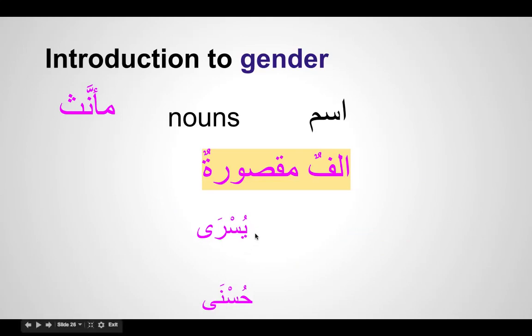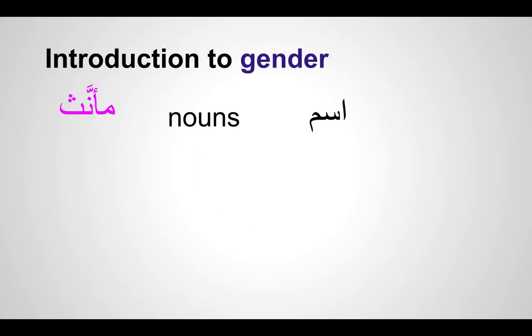If you see here, yusra, husna, the word is ending with maqsoora. That means this is a feminine word. Just remember this. We're not going into too much detail. So that is alif maqsoora. There's another way we can recognize that a word is feminine. The first way is Taa Marbutah. Most of the nouns, it's very easy: if you see a ta, it's feminine. The second way is alif maqsoora.